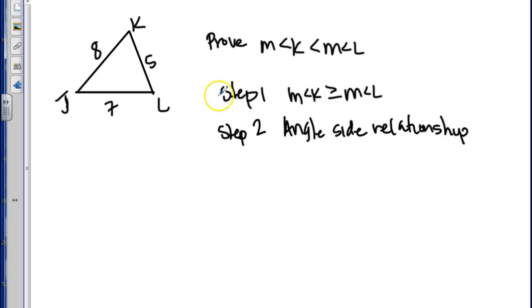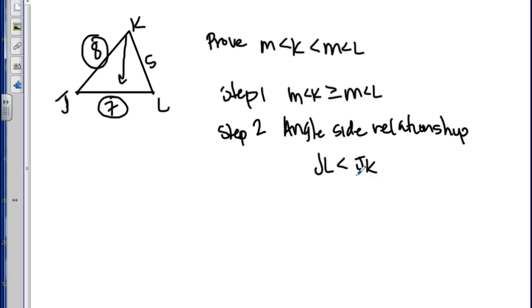So angle side relationship, let's see, JL, which is opposite of K. So let's put that first, JL. And then angle L, JK is opposite. Oh, 7 for JL, 8 for JK, which means JL is less than JK.